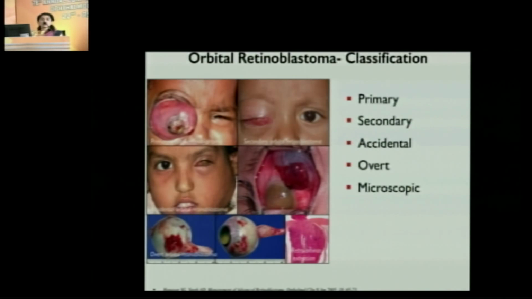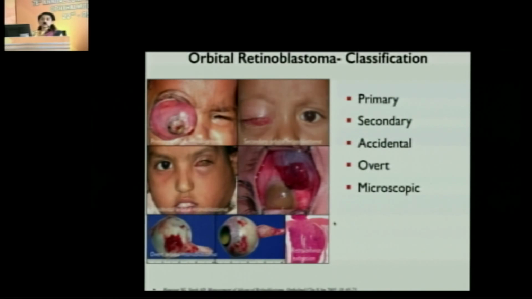So we classified orbital retinoblastoma into primary, secondary, accidental, overt, and microscopic. What is primary? Any patient presenting primarily as an intraocular RB extending outside into the orbit. Secondary, where the child has already undergone an enucleation, and then there is an orbital recurrence of the retinoblastoma. Accidental, as in this case, where the child was diagnosed to have hyphema and traumatic vitreous hemorrhage, underwent vitrectomy, and finally, after 3 months, there was an extraocular extension of the tumor.